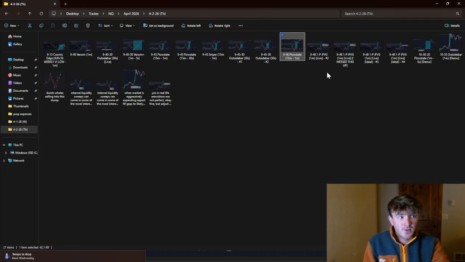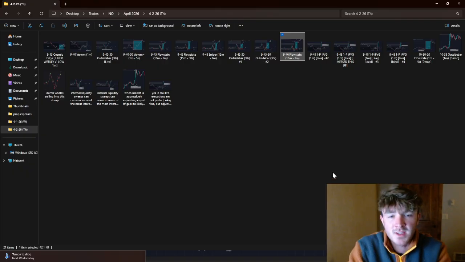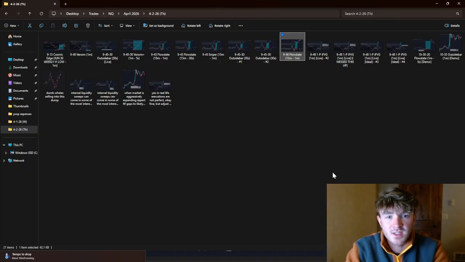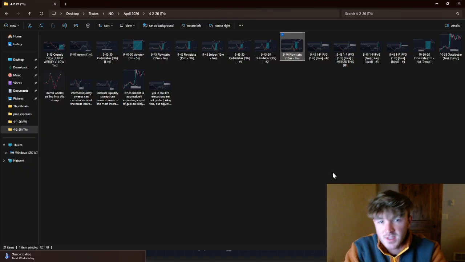So that's kind of cool. Once again, use these whales as confluence. Smart money is going to seek the largest dumb money. They're going to seek the largest dumb money to be their liquidity. Hopefully that makes sense.